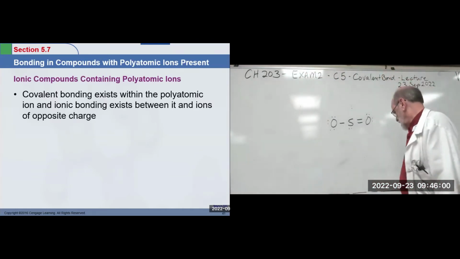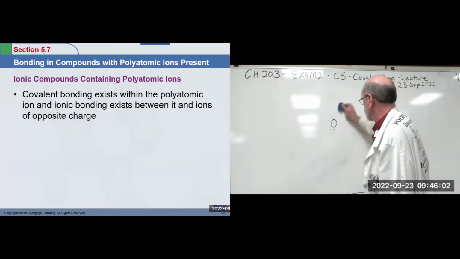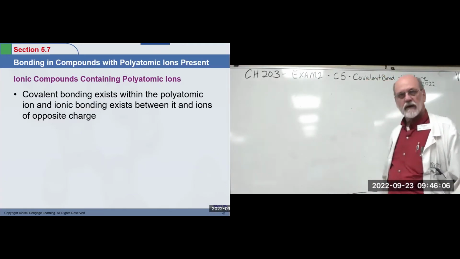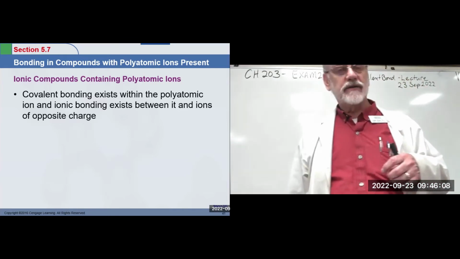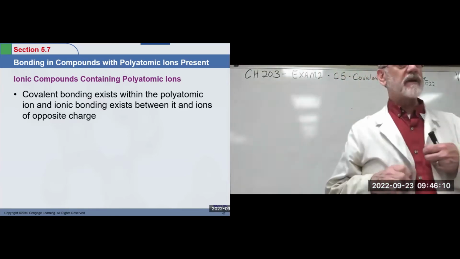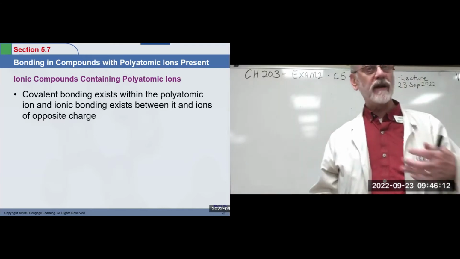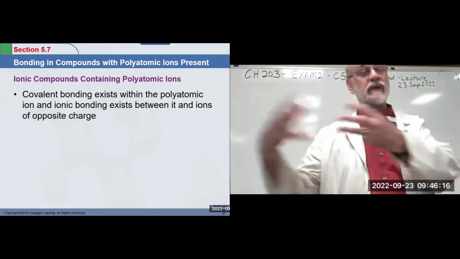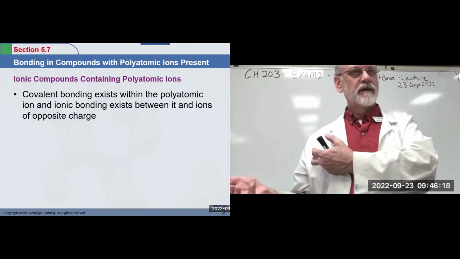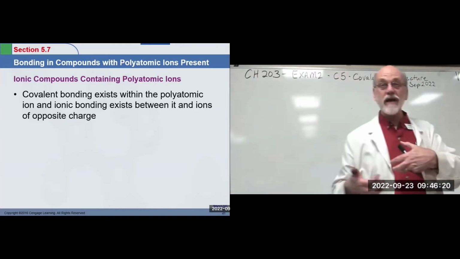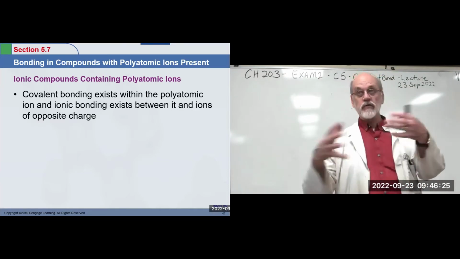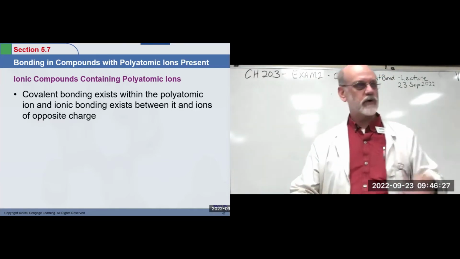Okay, so we've learned how to name compounds using polyatomic ions, but polyatomic ions are covalently bound units that just happen to have a charge. So the trick for polyatomic ions is, what do you do with that charge, right, when you start to draw the Lewis structure? And that's what we're going to do next.